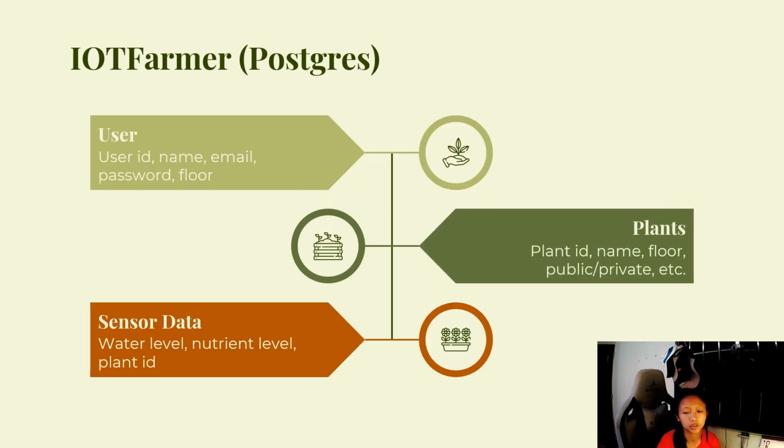Okay, so now we'll be talking about Postgres. So we have the user, which has the user ID, name, email, password, and so on. We also have their plant, which has the plant ID, name, floor, public or private, etc. And we have the sensor data, which contains the water level, nutrient level, and plant ID.